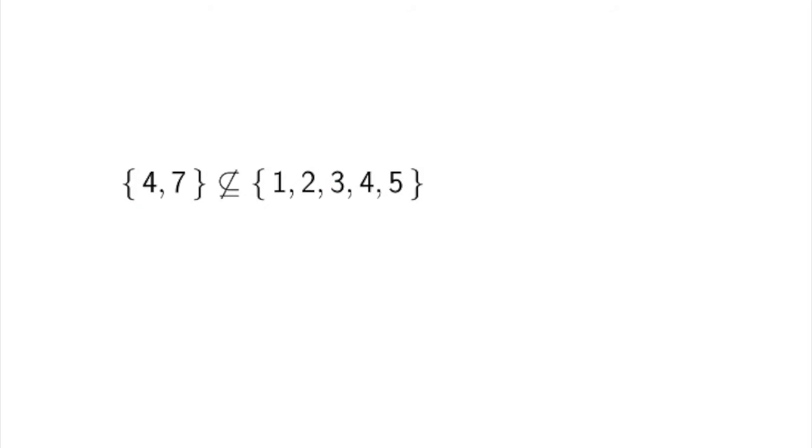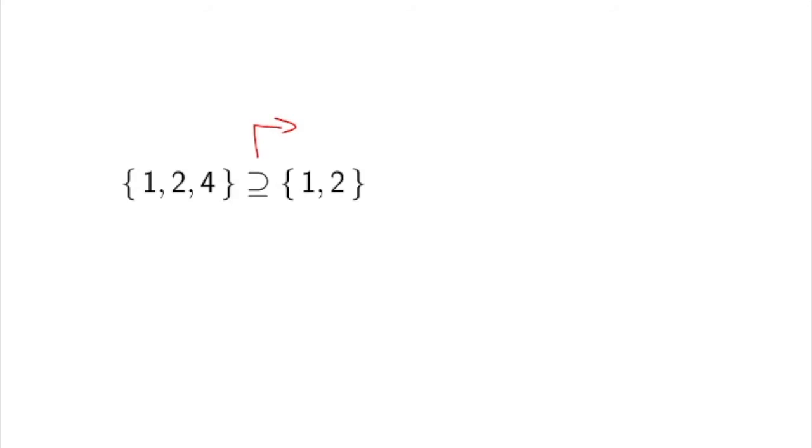However, in this example, we can see that A is not a subset of B, because although we have a 4 here, we don't have a 7 in B. So we can say that A is not a subset of B because not all of the elements of A can be found in B.